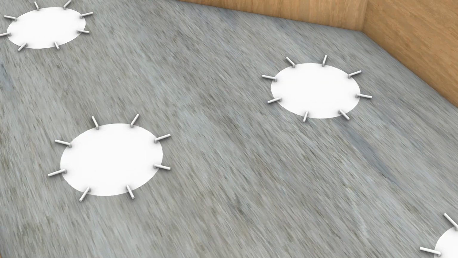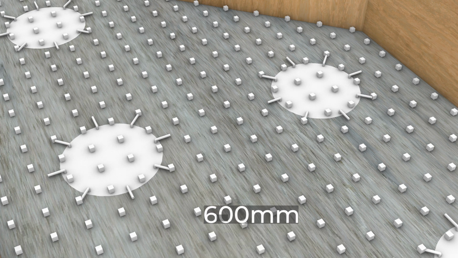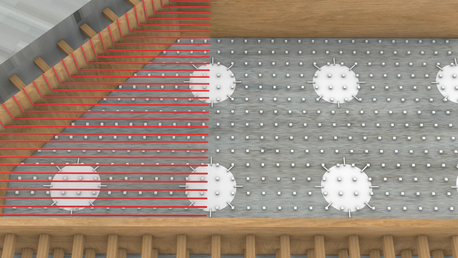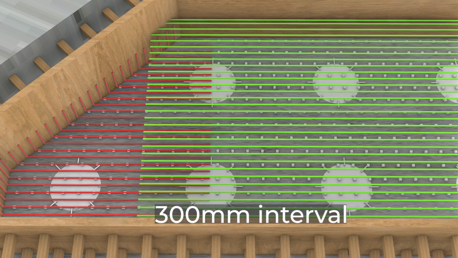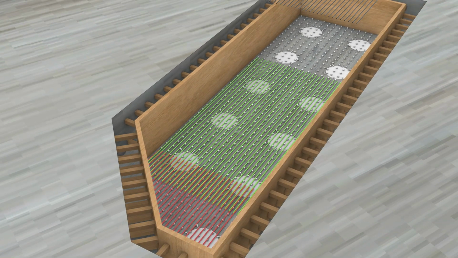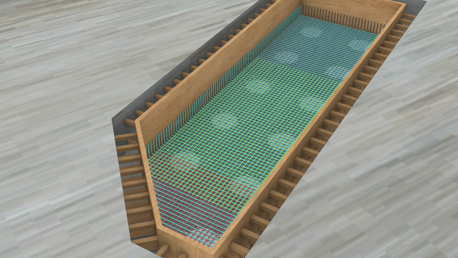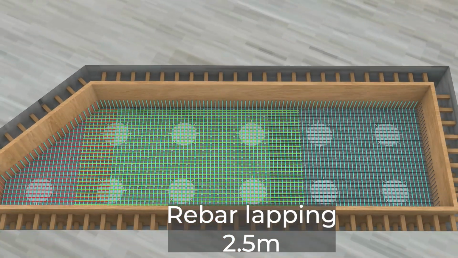Once the drill pile work is complete, the main mat foundation construction begins. First, cover blocks are installed at 600 mm intervals to keep the rebar from touching the bottom or sides. Then, bottom rebar with a diameter of 60 mm is placed in a grid pattern at 300 mm intervals, both lengthwise and crosswise. The rebar comes in 12-meter lengths, and where splices are needed, it is lapped and tied with a 2.5-meter overlap, ensuring smooth load transfer between the bars.